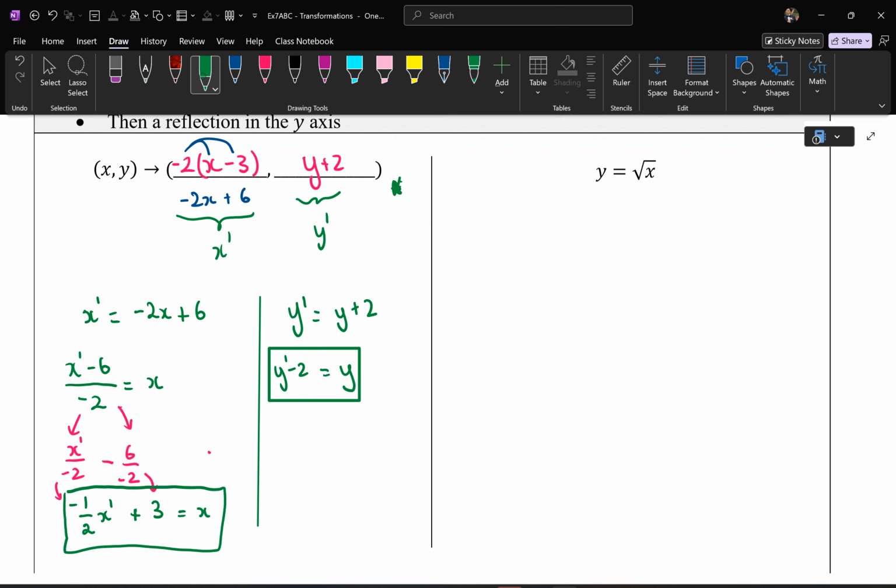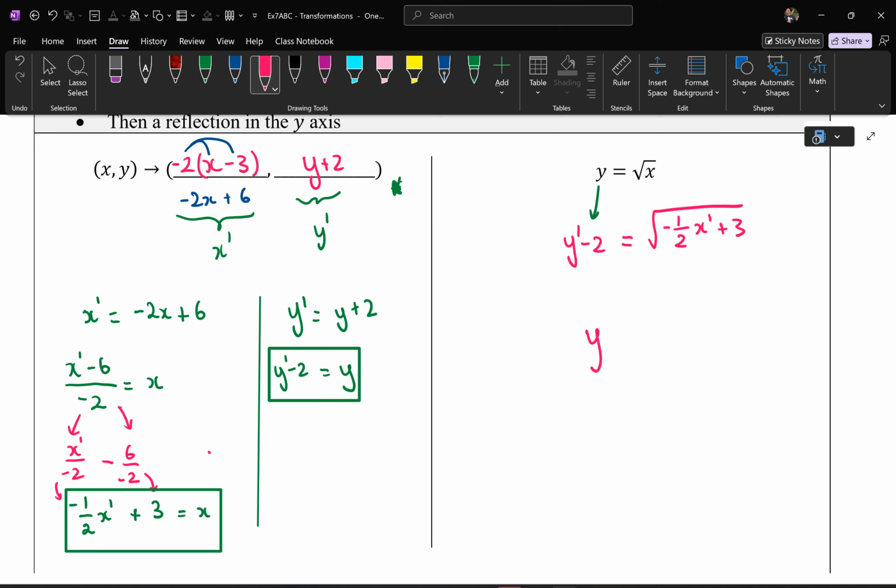Hands up if you got the second step correct. So far so good. Okay, so those are the next two. So if you got x, you got y, you can replace them now. Old y is now replaced with new y minus 2 is equal to the square root of old x is equal to negative half of new x plus 3. Once you substitute it, you never leave just y minus 2. You always write it as y equals to something.